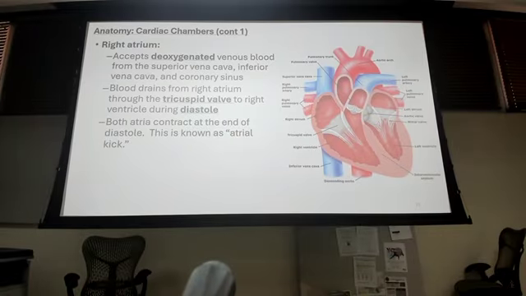Then we went on and we started talking about how blood circulates through the heart. We talked about how you have deoxygenated blood that returns to the right atrium, and then during diastole, it's going to go through the tricuspid valve into the right ventricle. And you're going to have, at the end of diastole, that atrial kick or that atrial squeeze, which will increase the volume of blood in the right ventricle to maximize that preload. Okay.